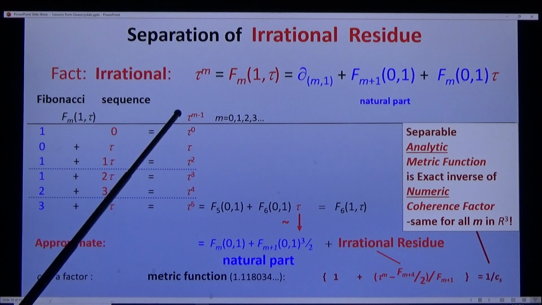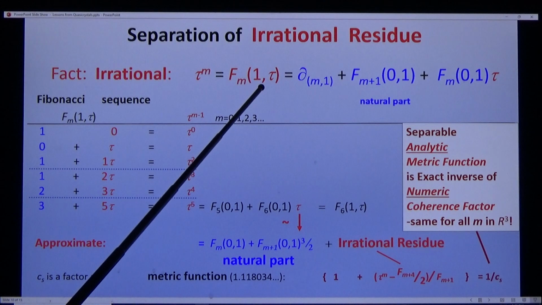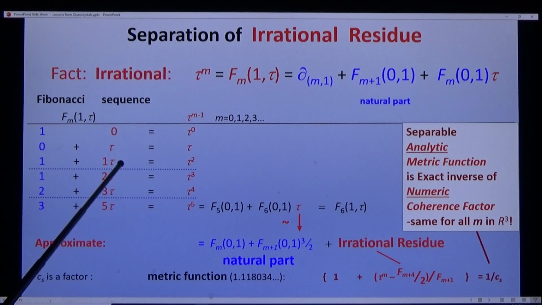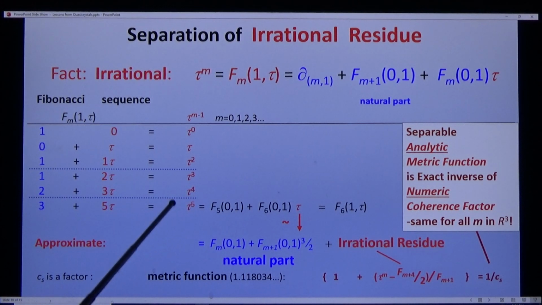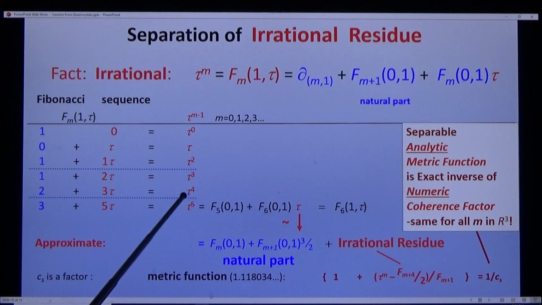You can easily show by mathematical induction this irrational fraction total of the m is equal to this Fibonacci sequence. 1, tau, 1 plus tau, 1 plus 2 tau, 2 plus 3 tau, 3 plus 5 tau equals tau to the power 5, etc. And this divides into 2 Fibonacci sequences, one natural, one irrational. You can approximately rationalize this by substituting for tau 3 halves and separating the natural part from the irrational residue by subtraction from the irrational number.